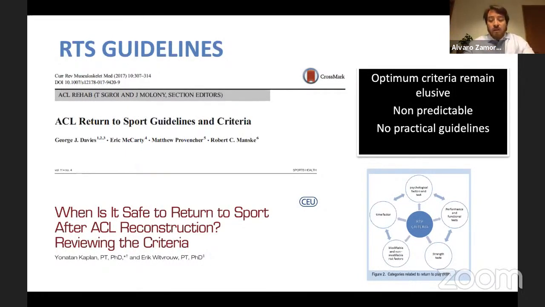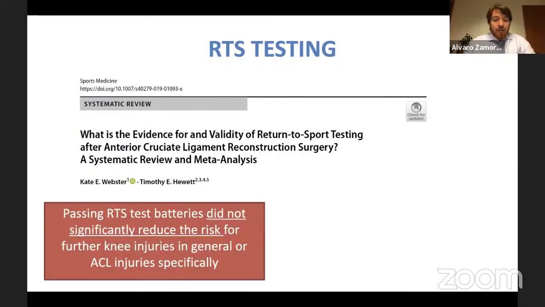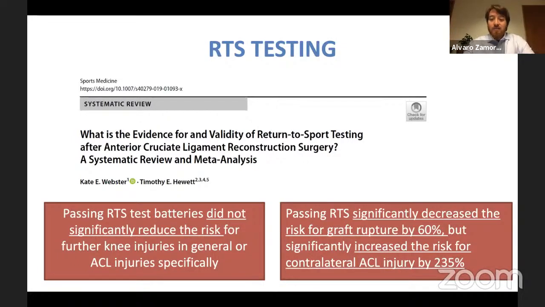So an important thing is the psychological factors. Maybe it's going to be more focused when we talk about return to sport testing. The test battery did not significantly reduce the risk for further knee injury, or specifically ACL injury. And when we pass the return to sport test, we decrease the risk of rupture by 60%, but we increase the risk for contralateral ACL injury by almost 200%.